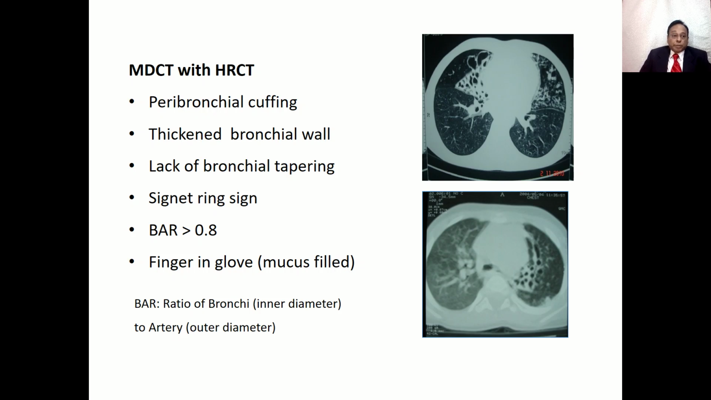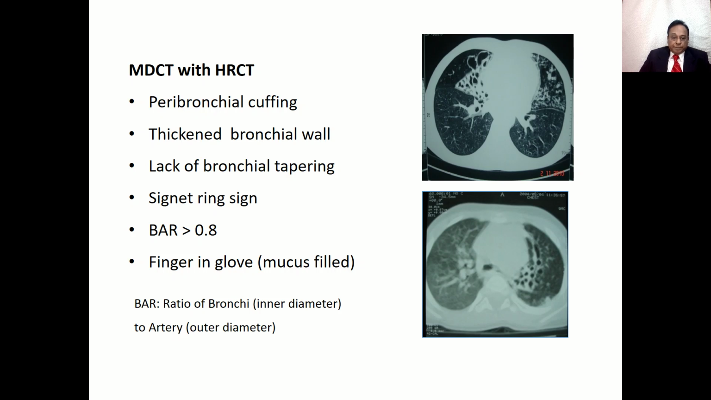The broncho-arterial ratio should be more than 0.8. In adults, anywhere between 1 to 1.5. In children, what they say is, if it is more than 0.8, it is a bronchiectasis. These are all subtle forms of bronchiectasis, I am telling. There we have to use this ratio and all. And in typical cases, we will get the finger-in-glove sign, mucus filled. These bronchi are filled with mucus, which gives a finger-in-glove appearance.